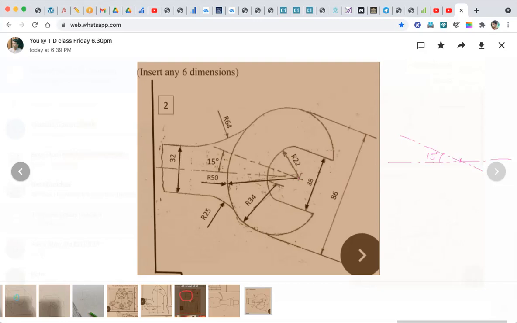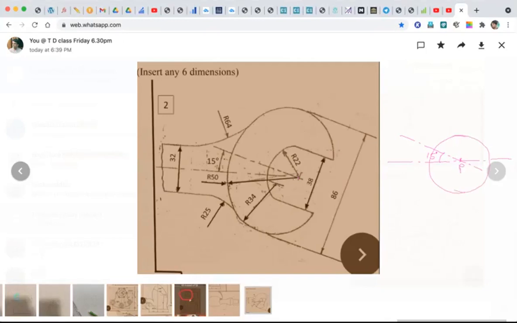So first we'll mark point P and we'll draw 15 degree. After that we'll draw radius 22. Radius 22, now how much is this? 38. How much is this? 86. So what we need to do, this is 38.